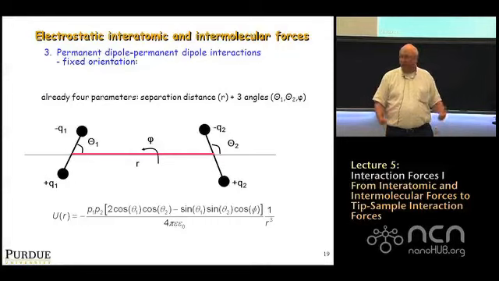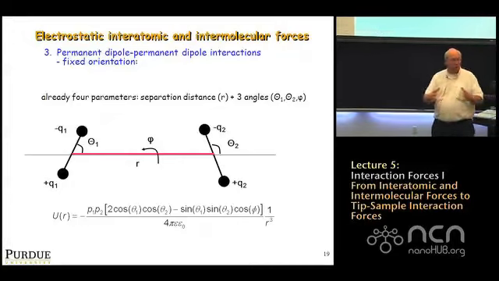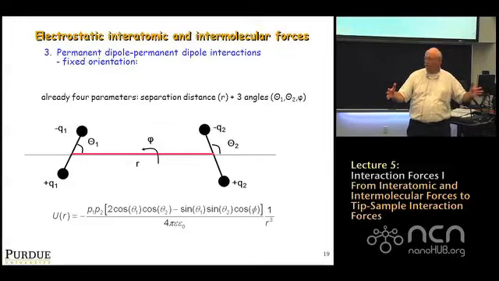So every time you reduce the net charge in the system, you're basically reducing the r dependence. You're making it much shorter range. So 1 over r is a long range interaction. 1 over r cubed is a shorter range interaction.